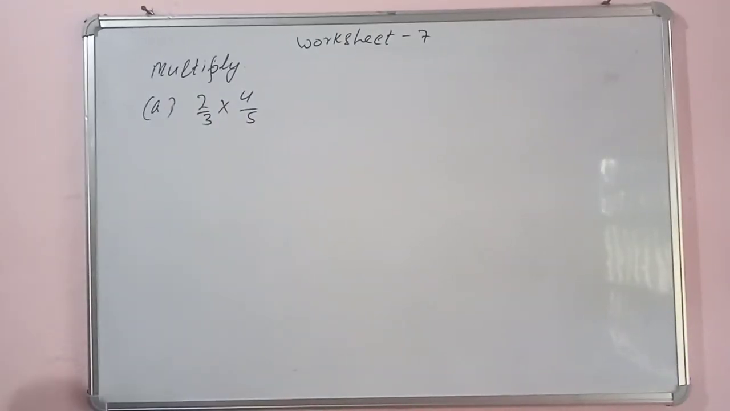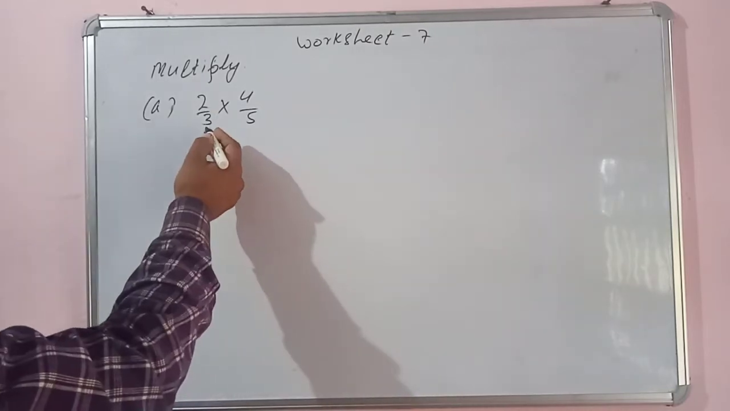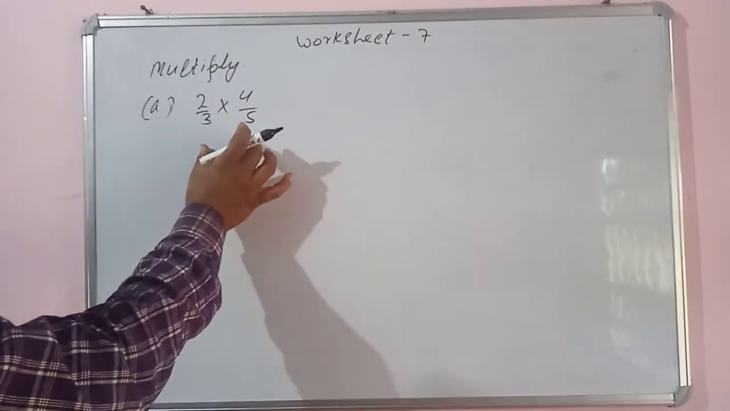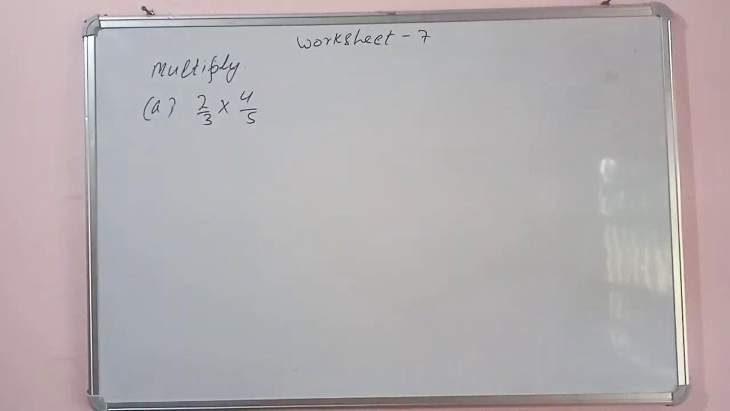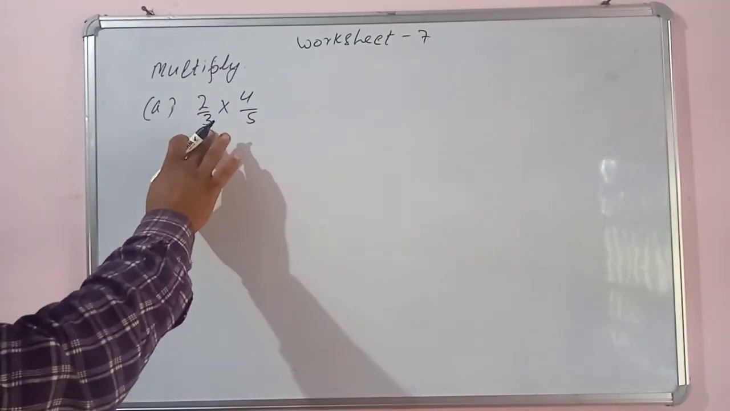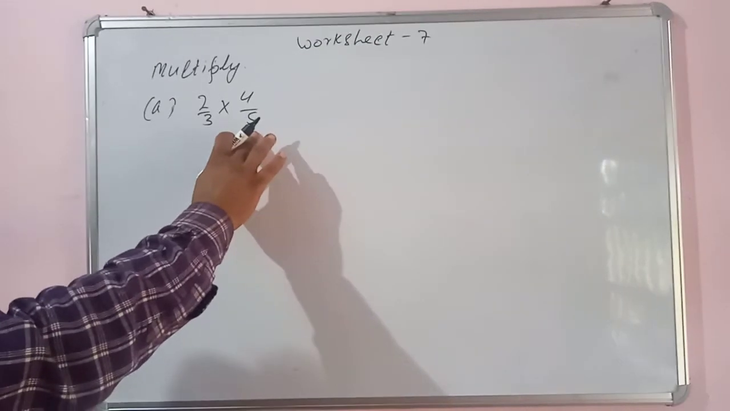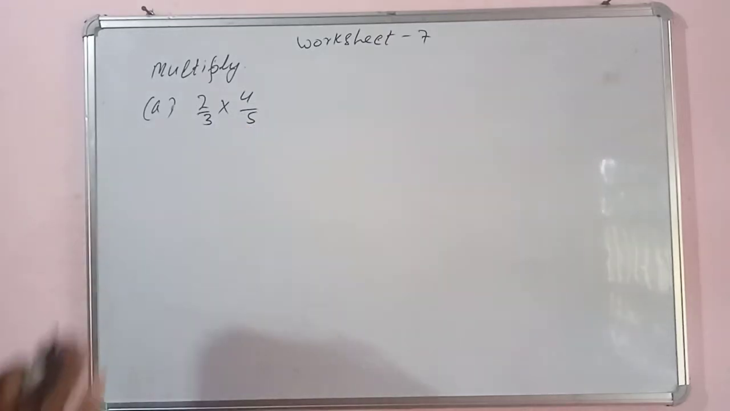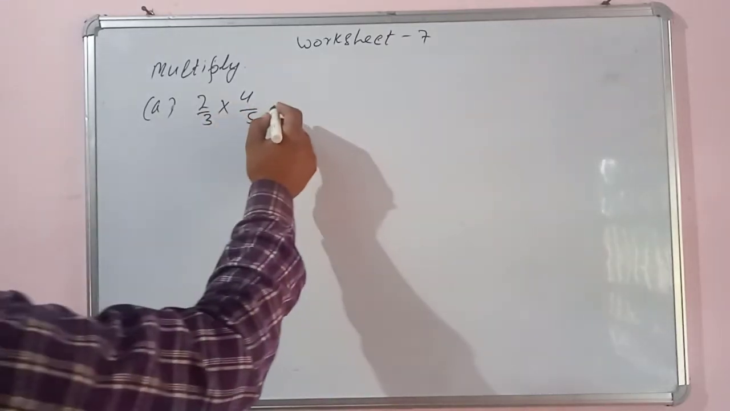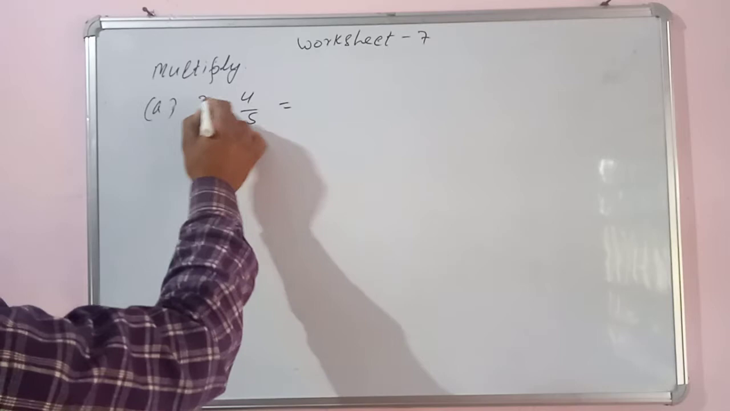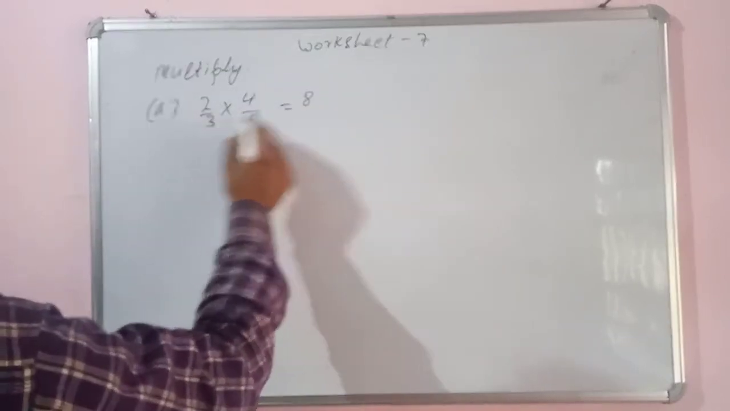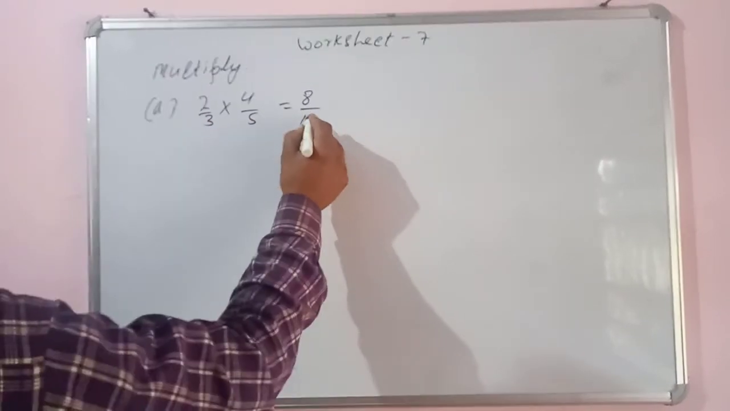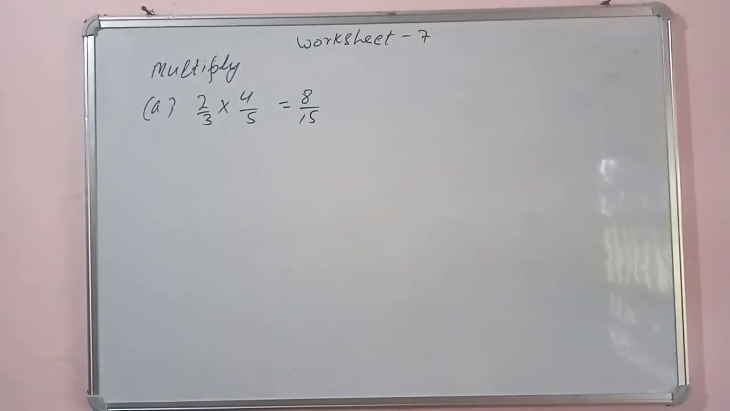So we know that when we multiply, first of all see whether 3 or 5, any of the numbers, is divisible by 2 or not. We see that 3 is not divisible by 2, 5 is also not divisible by 2. And in the numerator 4 is not divisible by 3 and by 5. So we will multiply numerator with numerator, 2 4s are 8, and denominator with denominator, 3 5s are 15. So what is the answer? That is 8 over 15.